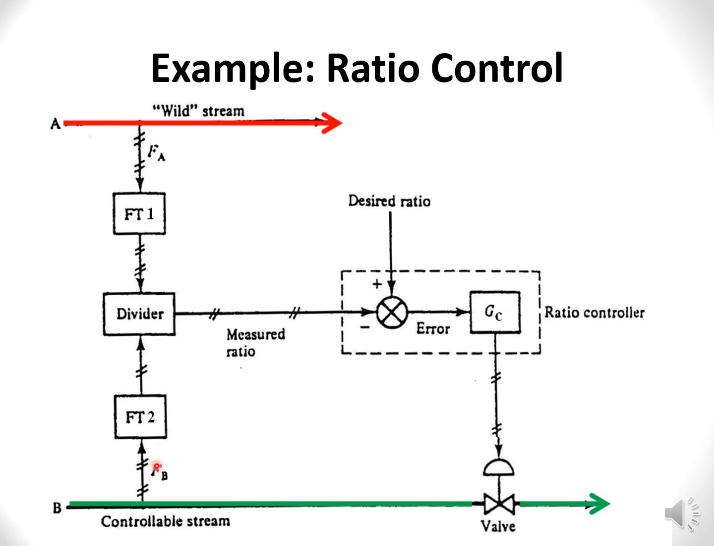In this case, we measure the controlled stream, flow of B, measured by FT1. We have a divider to compute the ratio, and we put it into the controller, where we compare with the desired ratio. Depending on how close it is to the desired ratio, the controller acts. We call it a ratio controller. It acts on the valve, and then hopefully gives you the ratio that you want between A and B. This is one way of doing it.